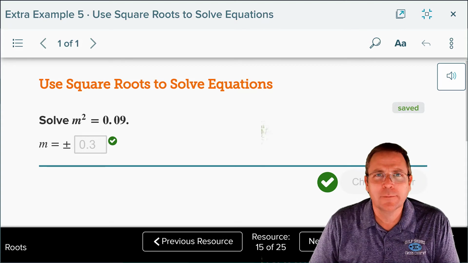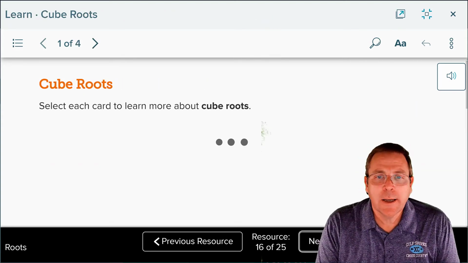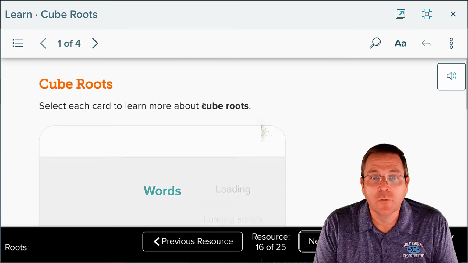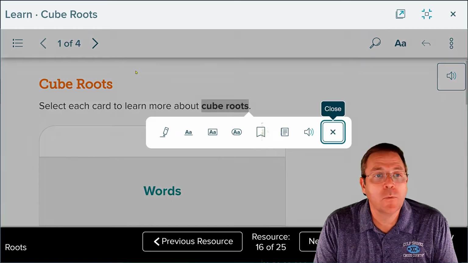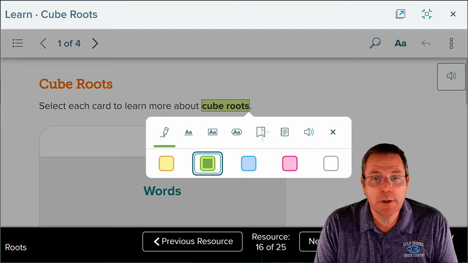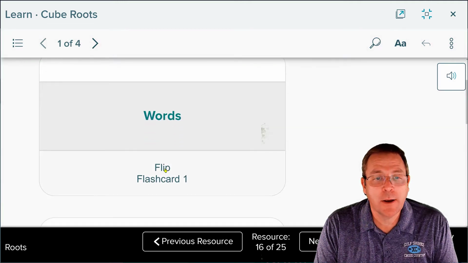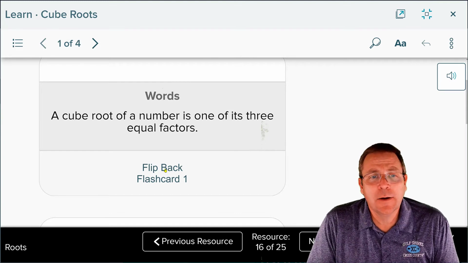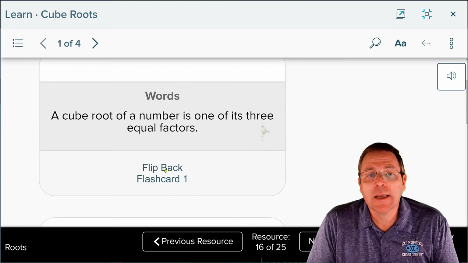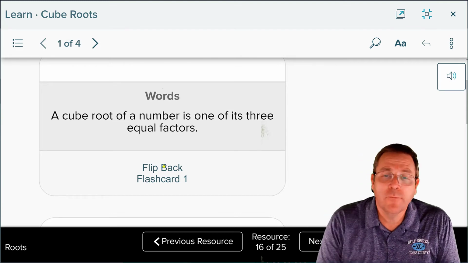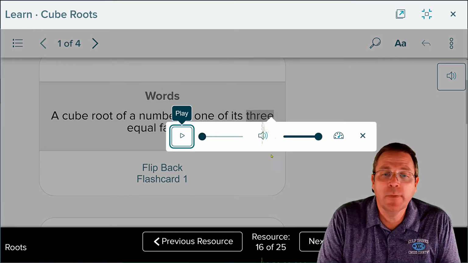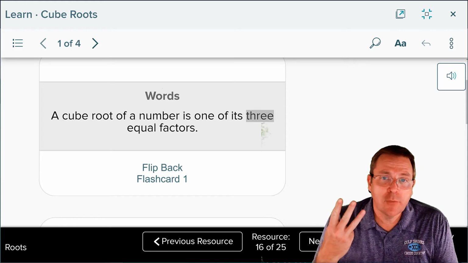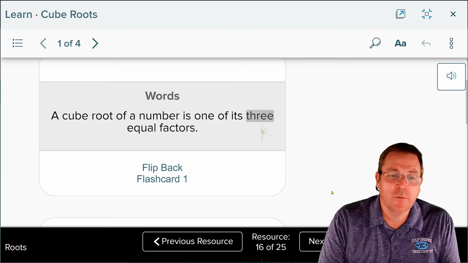Easy math. Now it's time to learn about something really cool, and that is cube roots. Now I'm going to go ahead and highlight the word here because it is a definition, and we're going to find the definition down here in the words thing, and it says a cube root of a number is one of its 3 equal factors. You notice that word 3 right there? That word 3 is important. It's what number times itself 3 times equals the number that's given.